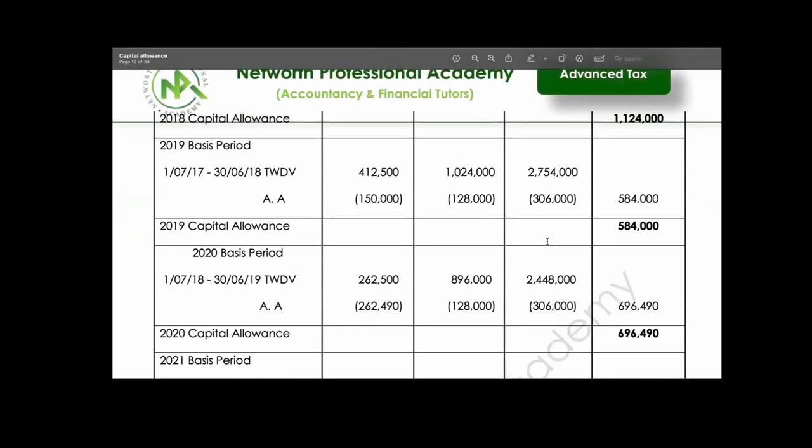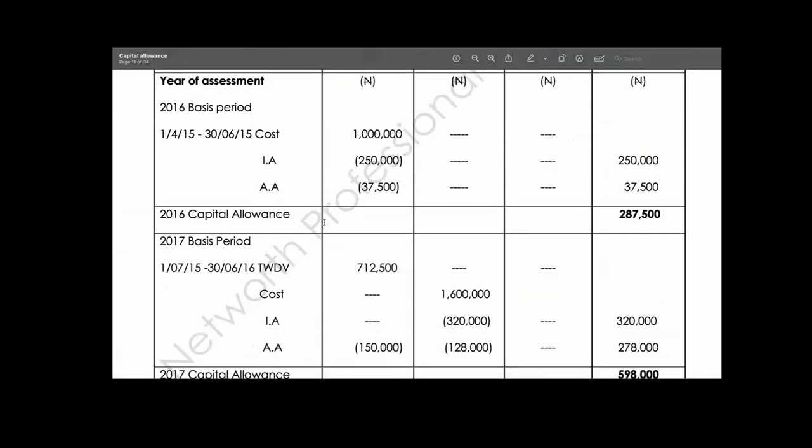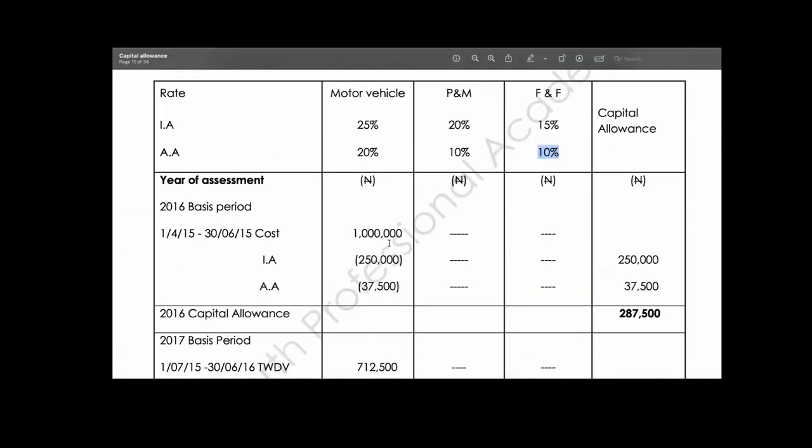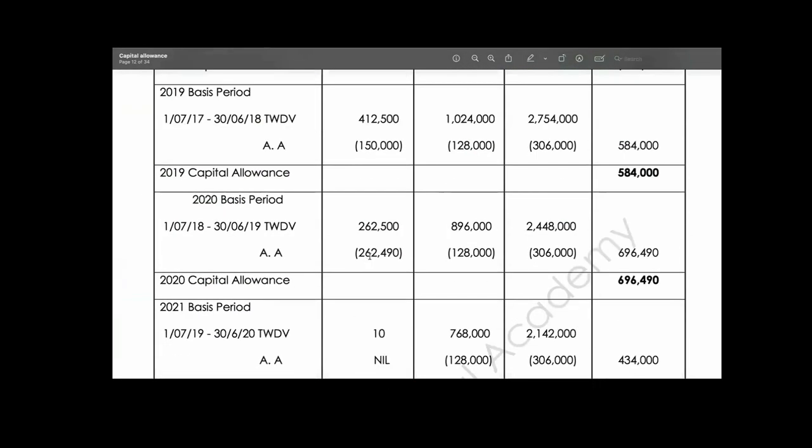That process, we will continue to follow till the last year of use. Now, in the last year of use of this asset, ordinarily, a motorbike is supposed to be used for 5 years: one, two, three, four, five. In the last year of use, you must retain 10 naira. I'll say it again. In the last year of use, you must retain 10 naira. And that 10 naira is what we are going to use to compare with our disposal when the time arrives for us to dispose of our assets.